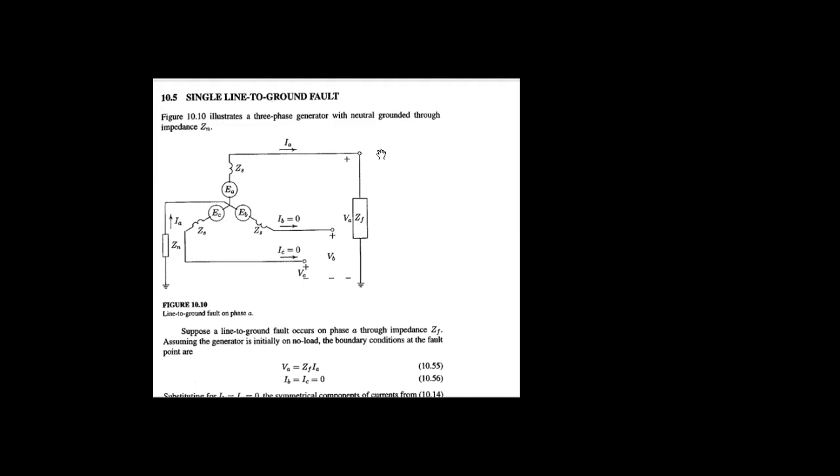Double line fault, this is not ground but in terms of line to line fault. So we may have three types or four types, four categories of fault: single line to ground, double line to ground, line to line, three line to ground. Only the three line to ground fault is balanced fault.